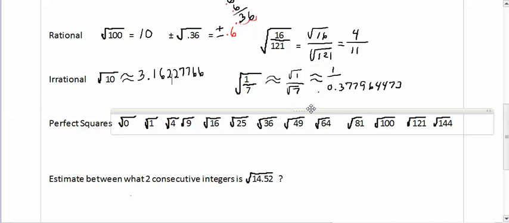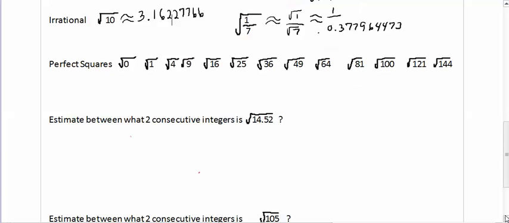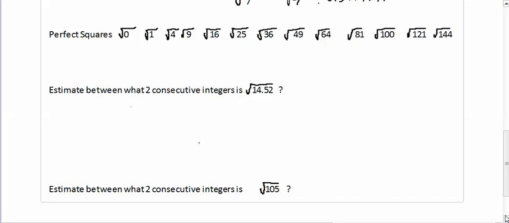All right, now the next part. We are going to estimate. And in order for us to estimate square roots, we need to kind of know what perfect squares are. So we're going to go through here and make a chart of our perfect squares that we know up to 144, and we'll see if we can go a little bit farther than that.